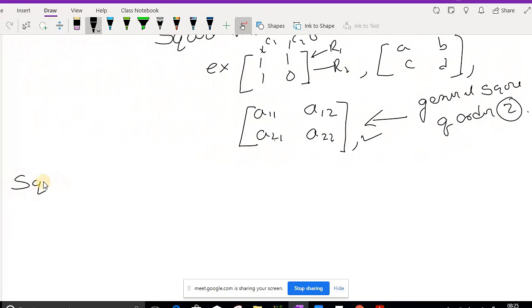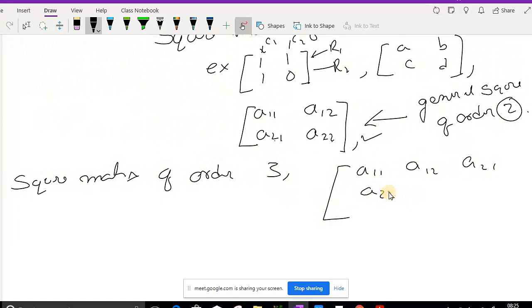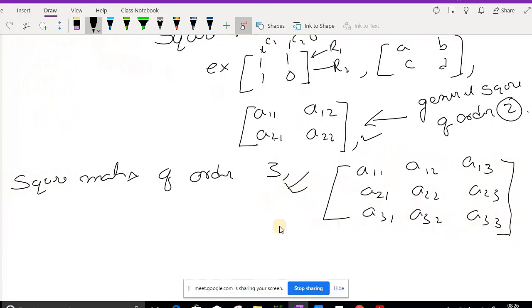Next, a square matrix of order 3. The general matrix will be like A11, A12, A13, A21, A22, A23, A31, A32, A33. So a square matrix of order 3 means three rows and three columns. Similarly, square matrices of order 4, 5, 6 can exist.